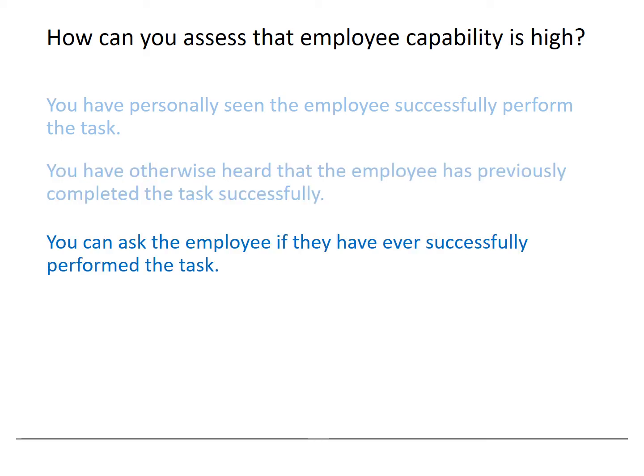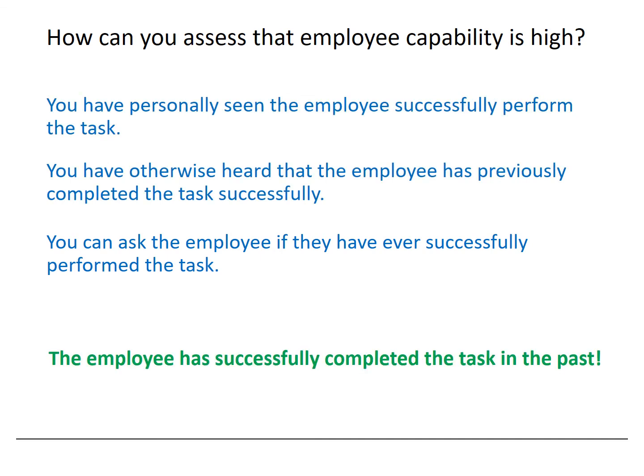And a third way is for you to ask the employee if they have successfully performed the task in the past. The employee's self-assessment may not be as accurate as your own, of course, because you may have different standards of success. But we already accepted the belief that most employees want to do a good job, so we can have faith that most will be honest when directly asked this question. In all 3 cases, there's one important constant.